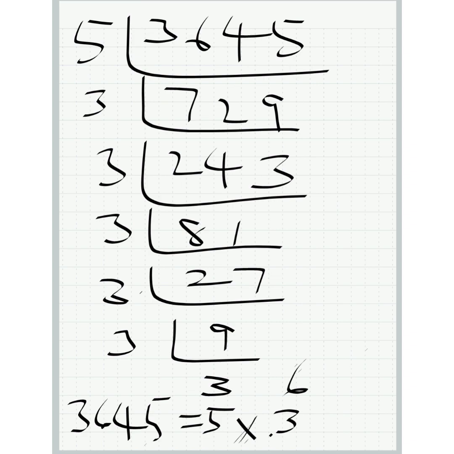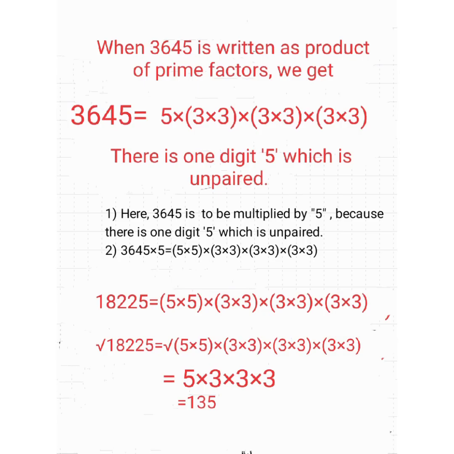3645 can be written as 5 into 3 into 3 into 3 into 3 into 3 into 3. There is one digit 5 which can be observed as unpaired. Therefore, 3645 is to be multiplied by 5 to make it a perfect square, because there is one digit 5 which is unpaired. Once it is multiplied by 5, we will get the product of 4 pairs of equal factors, 5 into 5 into 3 into 3 into 3 into 3 into 3 into 3.